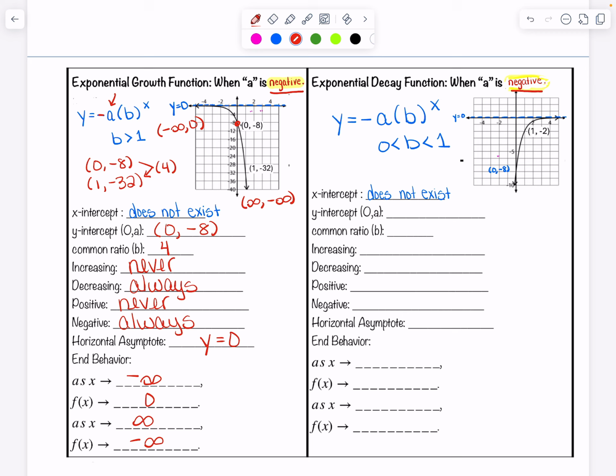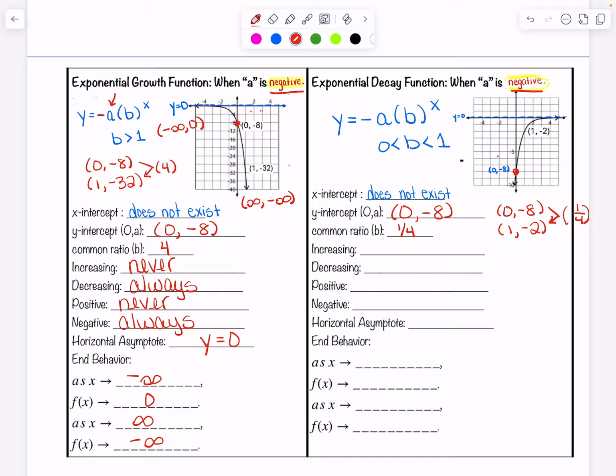So again, because it's negative, it's going to be underneath where y equals 0. Our y-intercept is right here at (0, -8). For our common ratio, we're going to use the 2 points that they gave us, (0, -8) and (1, -2). To find that value, we're going to divide those two. So I'm going to do -2 divided by -8, and I will get 1/4. So the common ratio is 1/4.